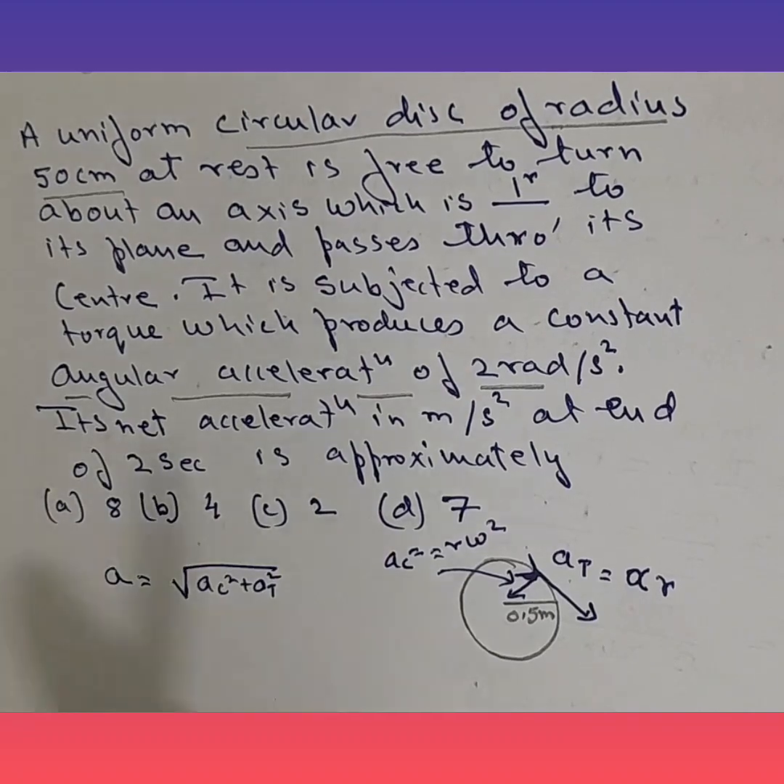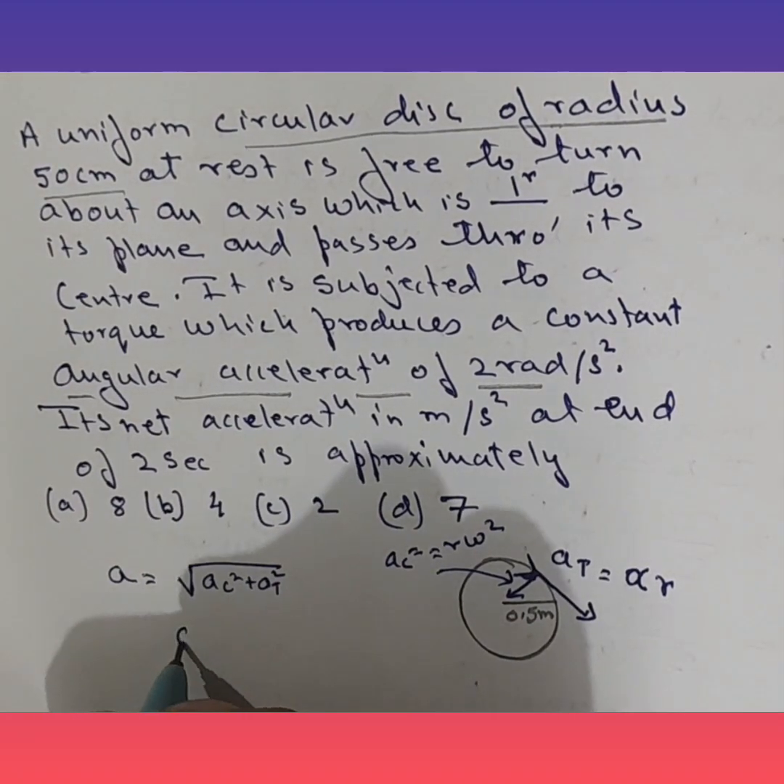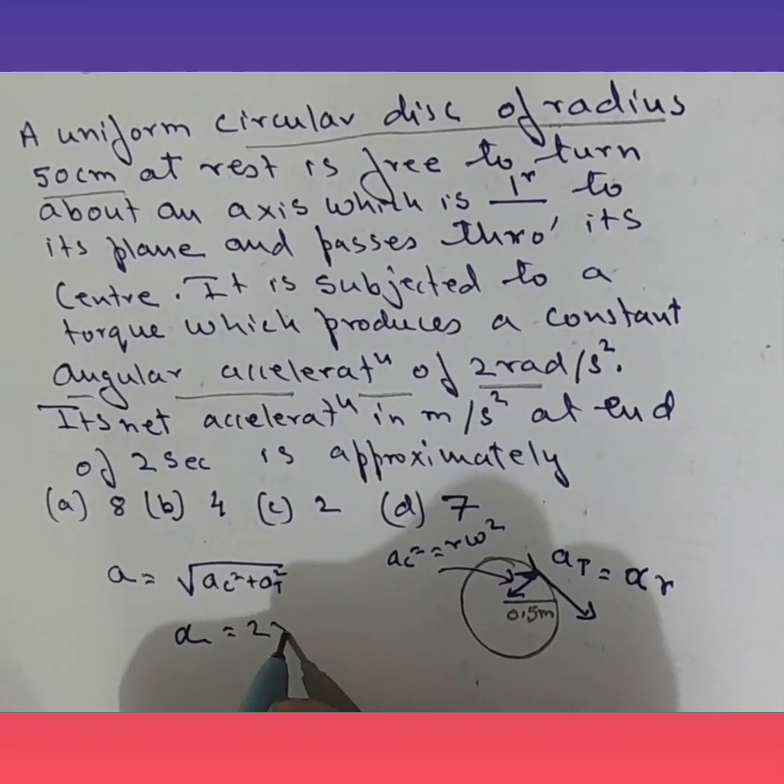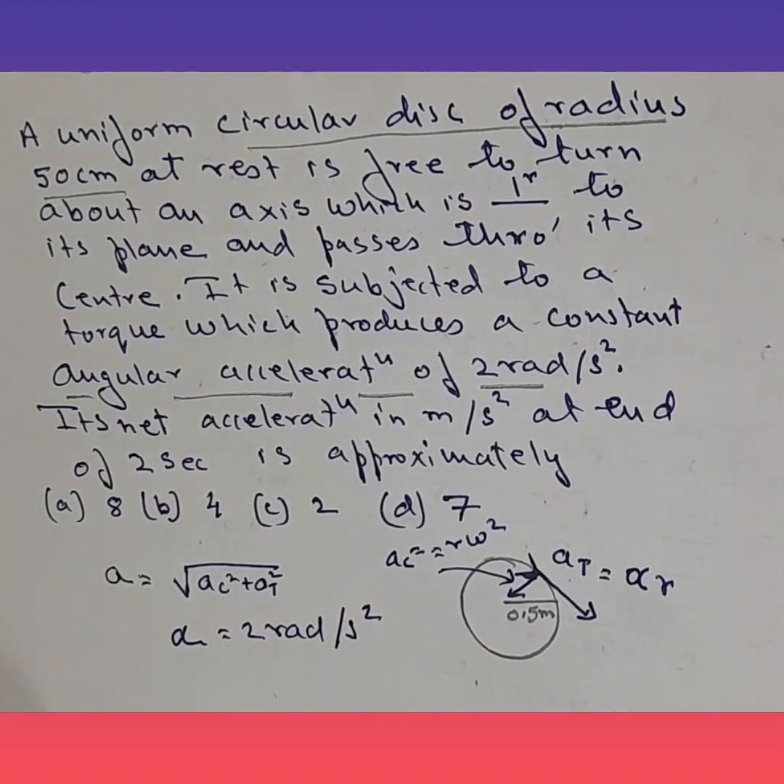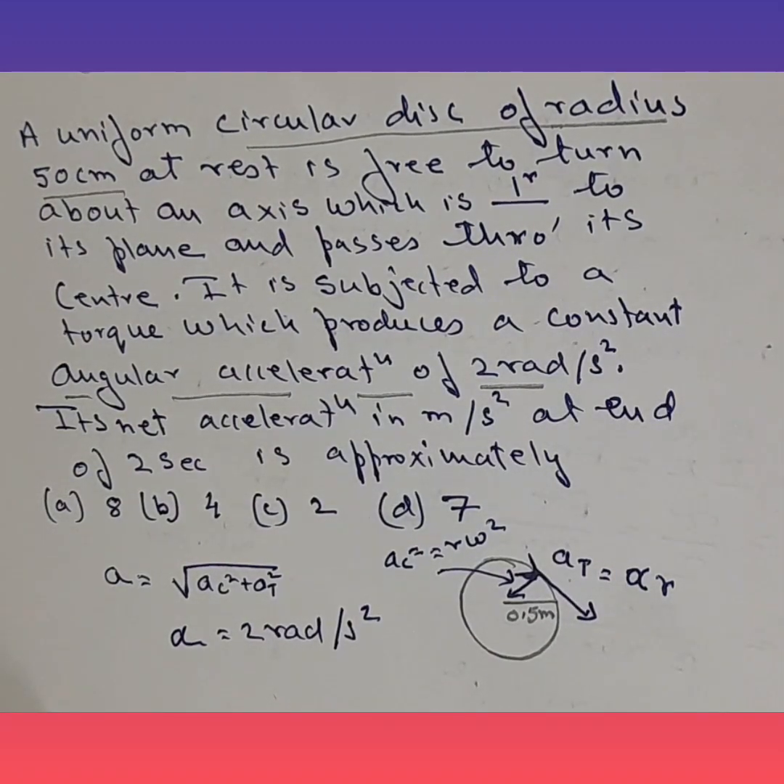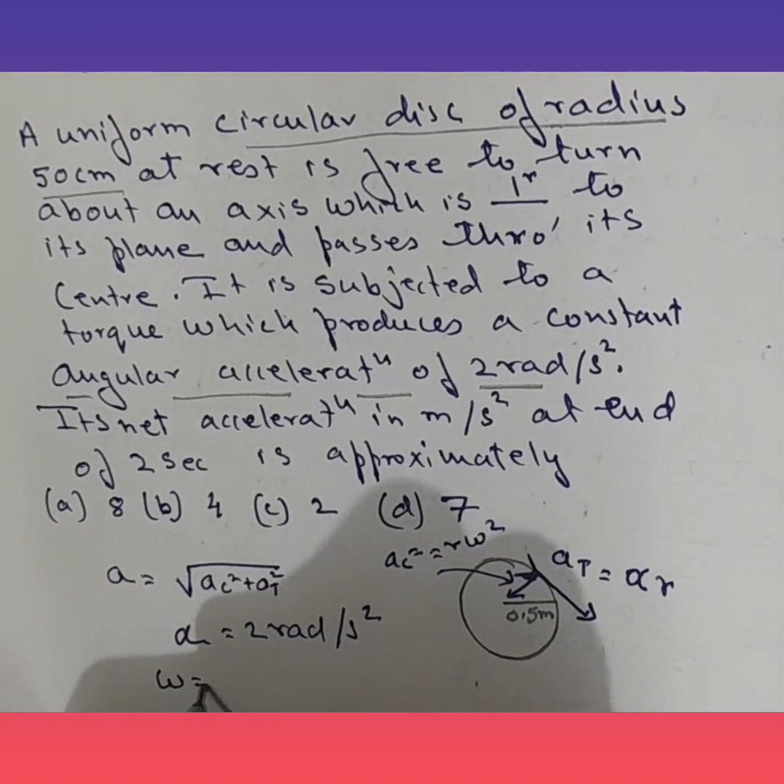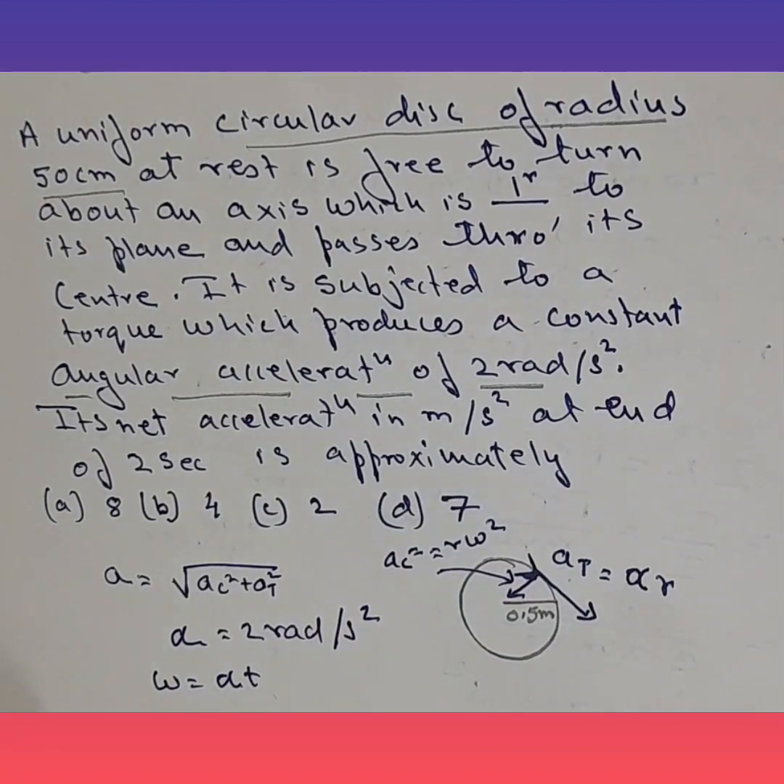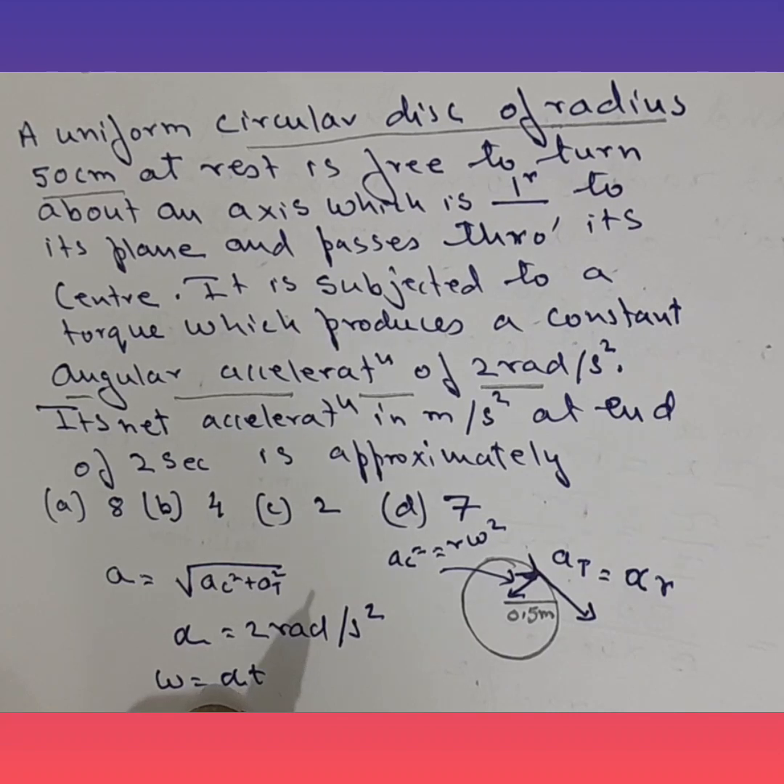Now what have we been provided out of this? Alpha is provided, which is 2 radian per second square, and if alpha is provided, we know omega is equal to alpha t. What is omega? Omega is angular speed.